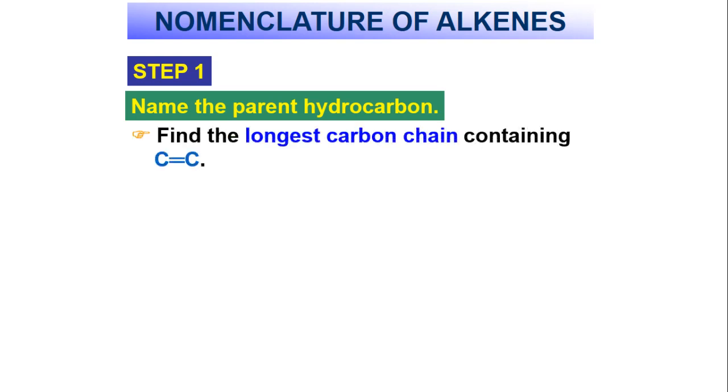You can simply identify the parent hydrocarbon by finding the longest carbon chain which is containing the double bond. So that should be the first step. Let's quickly look at an example. I have this example.